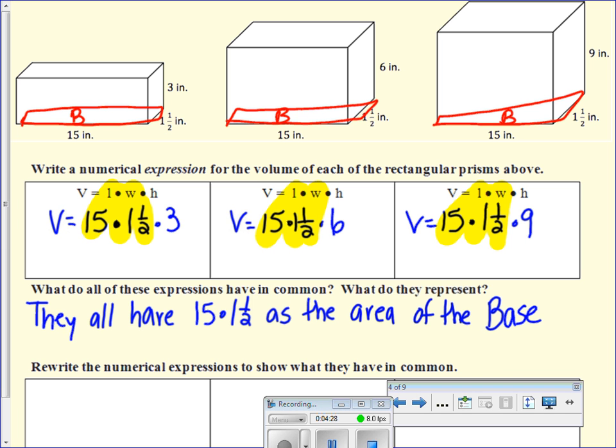Remember that our capital letters always represent a formula. So we know that capital A equals area, length times width. Capital V equals, whoops, I just spelled volume wrong. It's volume, which is length times width times height. Capital B is the area of the base.